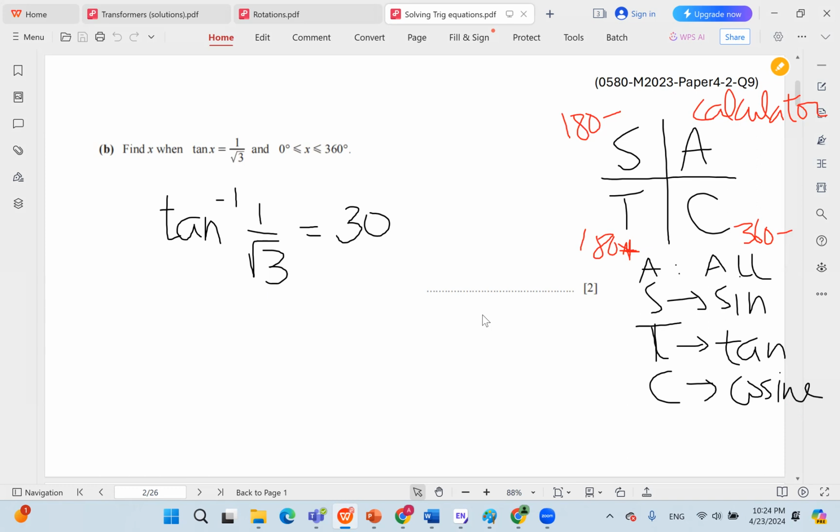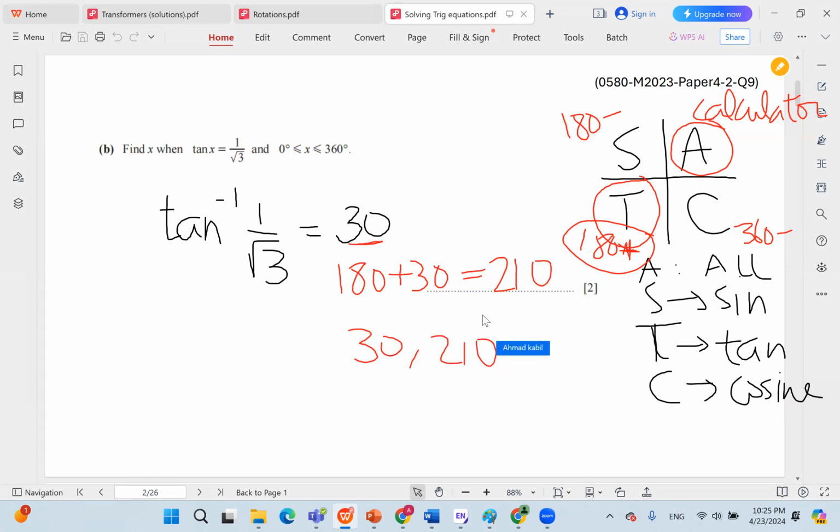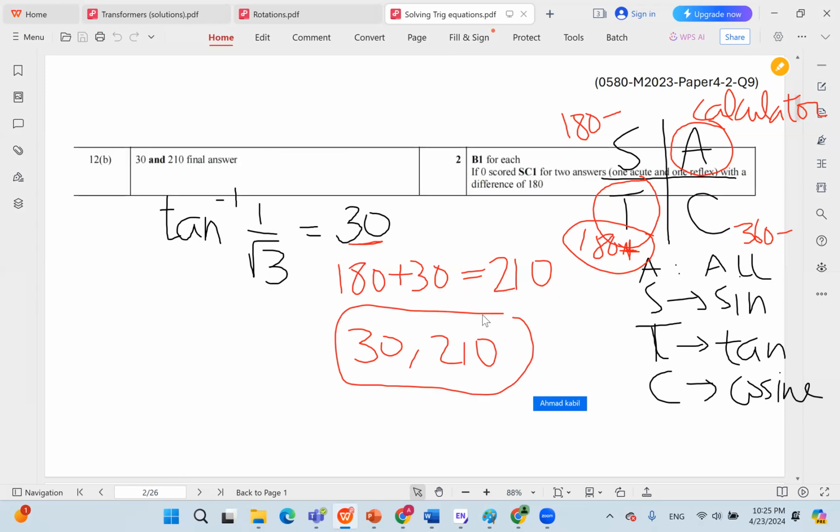Now, here we have tan, so T. T and positive means that we use the letter T itself and the letter A. So the calculator value, which in this case is 30, and we use the quadrant of T, which is 180 plus. So our answers are going to be 30, as well as 180 plus 30, which is 210. Our final answers are going to be 30 and 210. And these are the correct answers here.